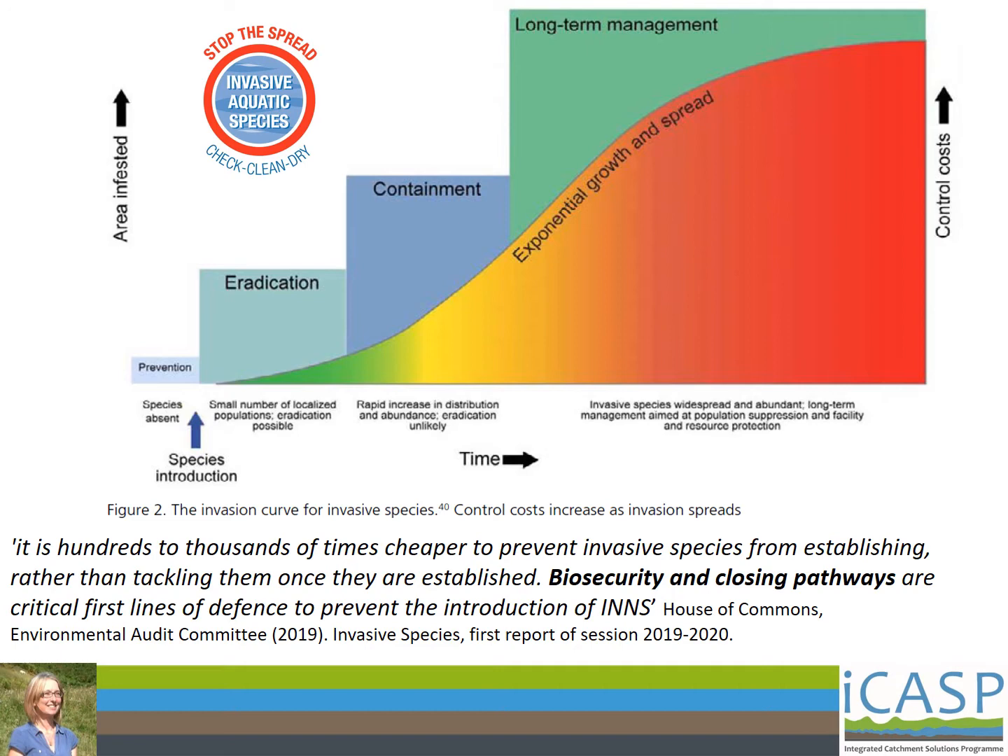In last year's government inquiry, it was concluded that it's hundreds, if not thousands of times cheaper to prevent invasive species from establishing than it is to tackle them once they are established. Biosecurity and closing these pathways of spread are key first lines of defence.